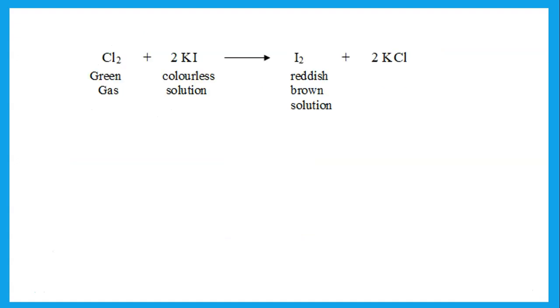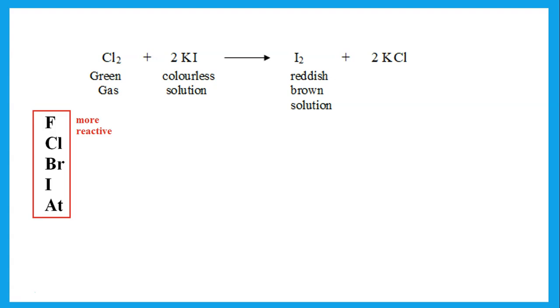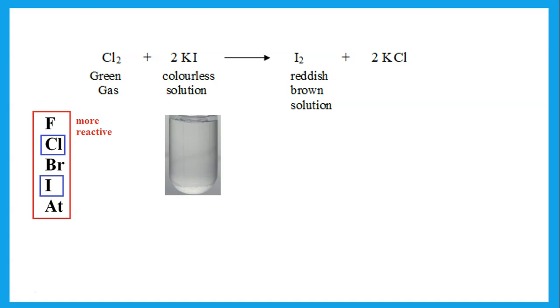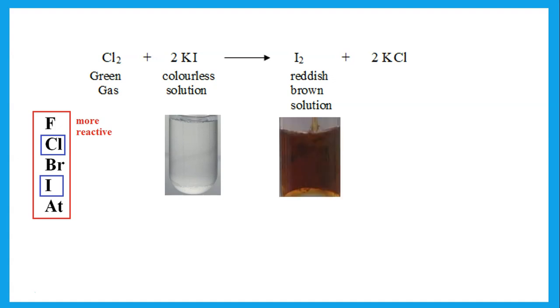Now, if we react chlorine with potassium iodide, again, chlorine is more reactive than iodine. And that is why when we put chlorine into the colorless solution of potassium iodide, the iodine is formed, so we get a reddish brown solution. But if we say iodine plus potassium bromide, you can see that iodine is less reactive than bromine and cannot displace it, so no reaction.